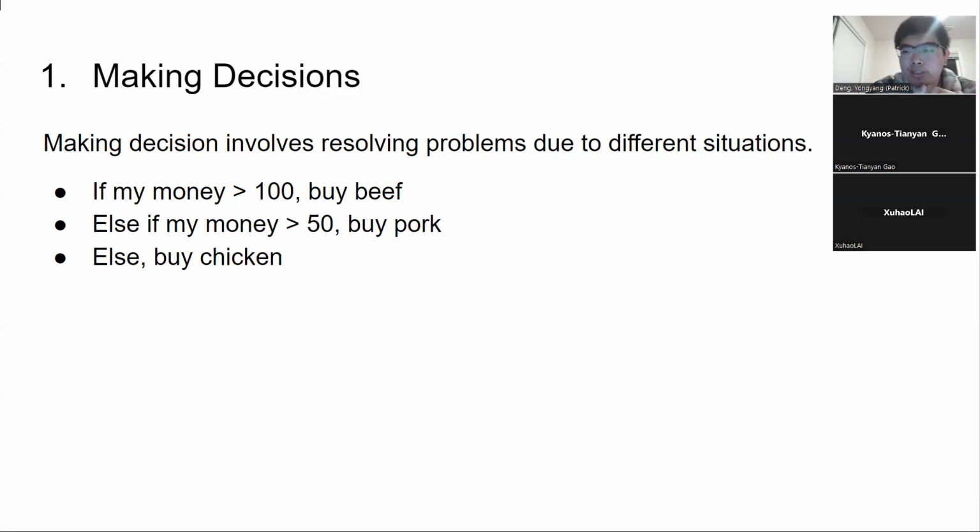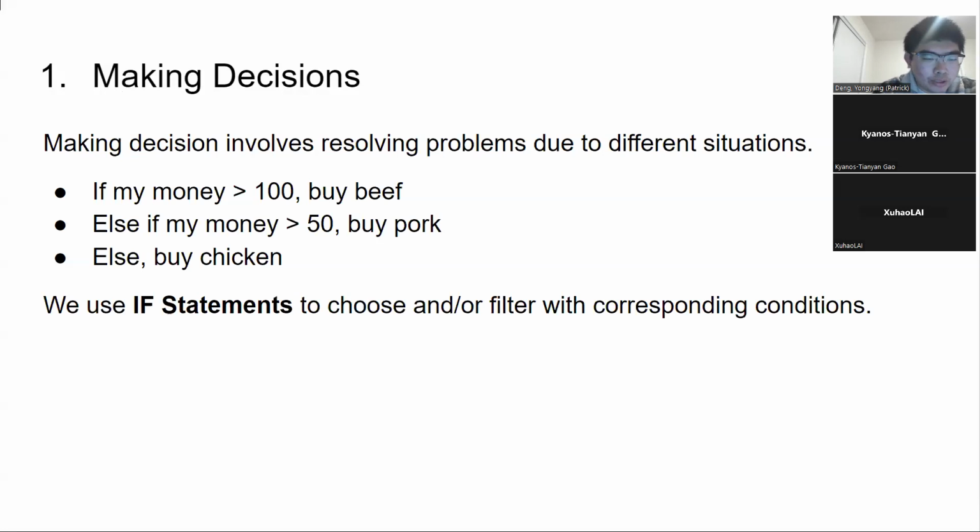Another example is when I go to school, which is only within 1 mile, I walk there. Or if not, if it's less than 5 miles, I may take a bus. Or if it's greater than 5 miles, the else case, I may take an Uber. Yeah, I may take a subway. And we use if statements to choose or filter out some operations due to corresponding conditions. We'll have different operations in every case.